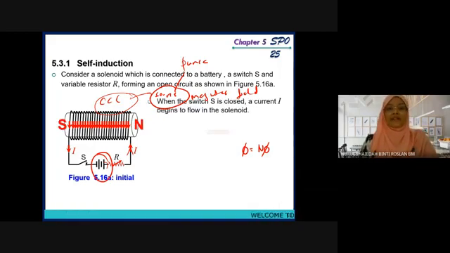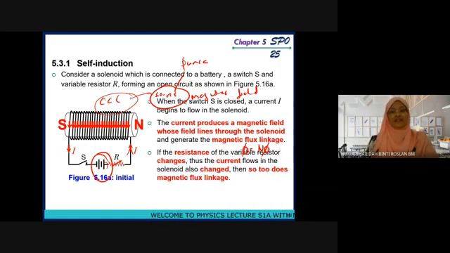So what happened here? There are changes. Okay. So B initially adalah 0. Why B is 0? Because initially there is no magnetic field. B 0. You tak switch on, there is no B. B is what? B is magnetic field. Medan magnet. Tak ada medan magnet. But when you switch on, the B becomes largest. Makin meningkat, makin meningkat, makin meningkat.